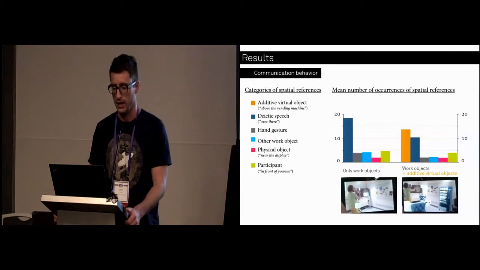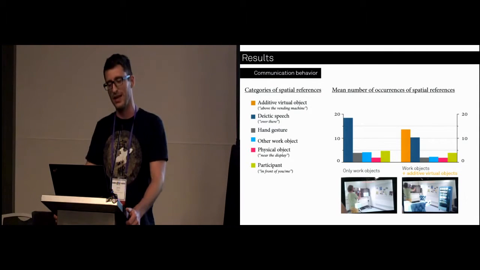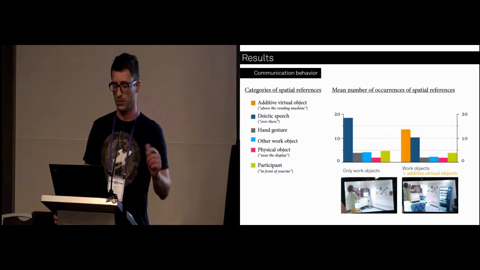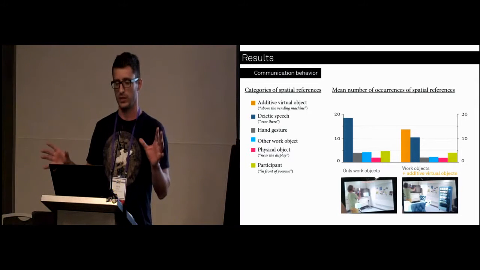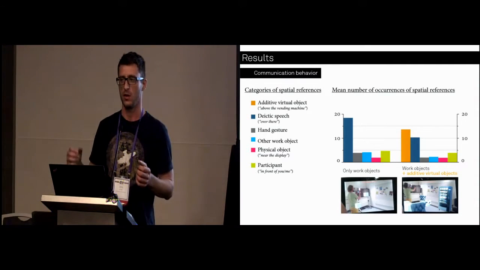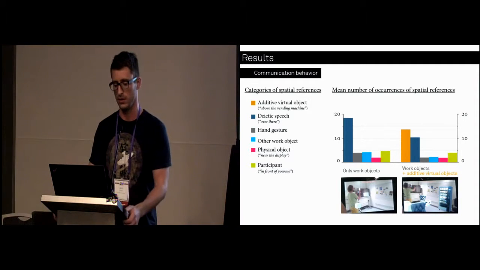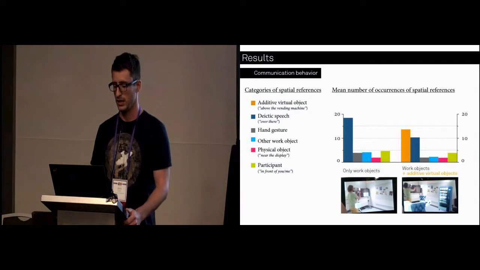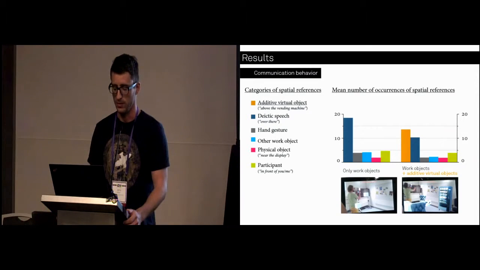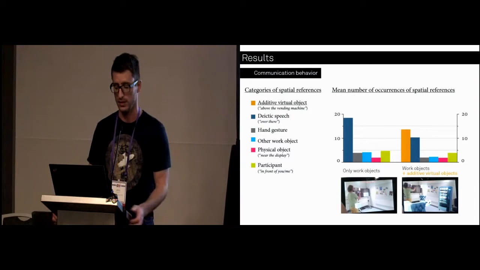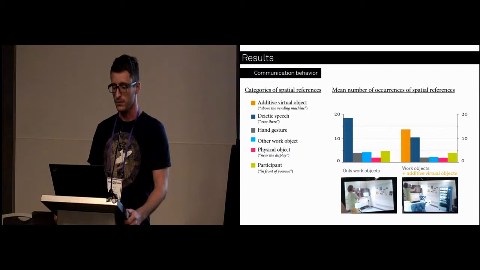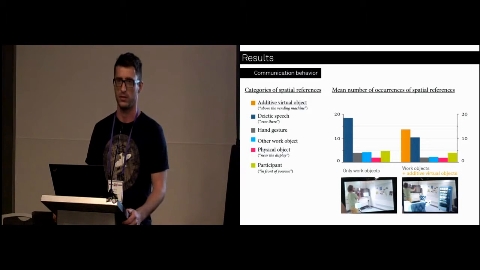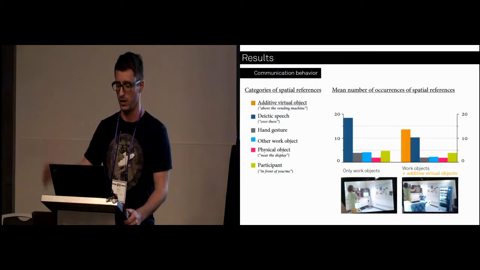So what did we do? We analyzed communication behavior and identified several categories of spatial references that occurred frequently. Before I go through the most important ones, I need to say that in neither of the two conditions were there significantly more or fewer overall spatial references made. The total of spatial references made was almost the same in both. But what changed significantly was the proportions of the categories that were used. When we added these virtual objects like the chair and so on, these objects were extensively used as spatial cues to better identify the target object.